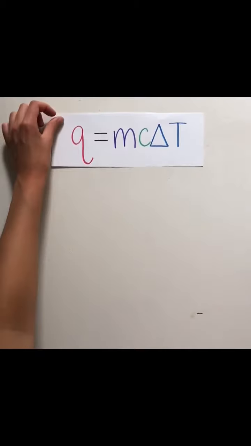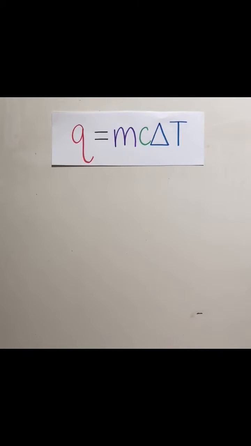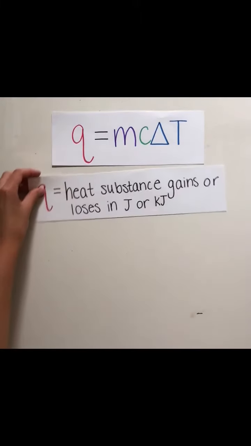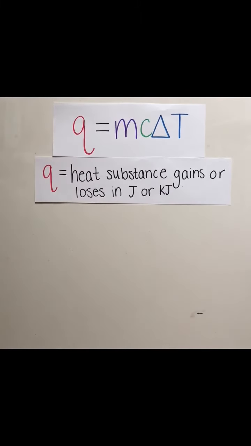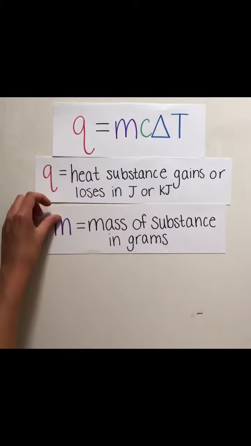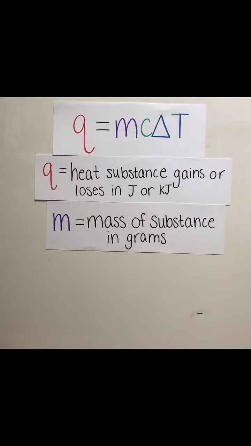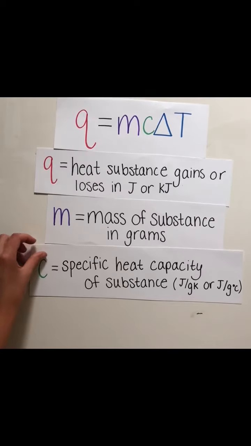This equation will be very important in calculating colorimetry problems. Q equals mc delta T, or MCAT. Q is the heat the substance gains or loses in joules or kilojoules. M is the mass of the substance in grams. C is the specific heat capacity of the substance.